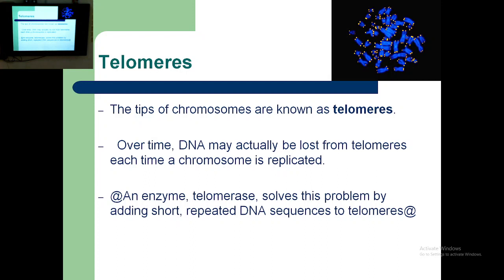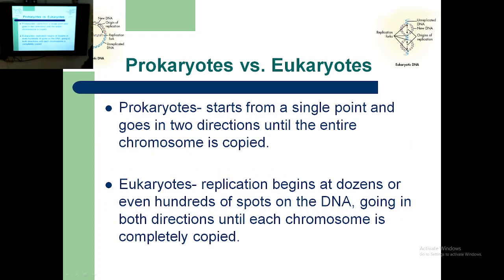So there is another enzyme called telomerase. The telomerase solves this problem, which is the shortage problem. This enzyme will add short repeated DNA sequences on the telomeres. Okay, so the telomeres will be elongated by the action of the enzyme that's called telomerase.